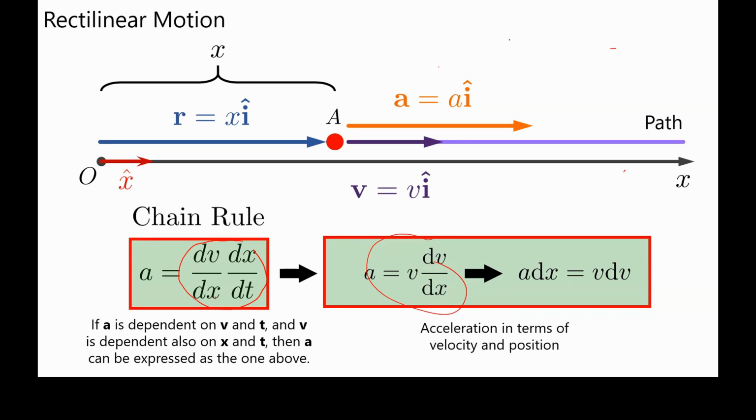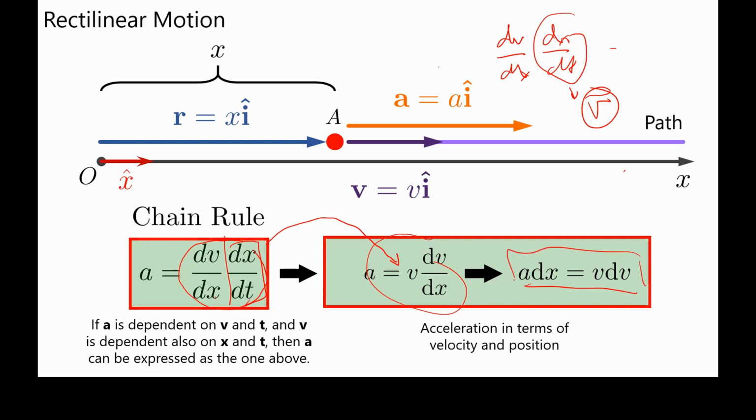So take note that dv dx, dx dt, what is dx dt? dx dt is your v. Okay? So may iwanan ka lang ng ito. So this one will be equal to v, and then you will have this dv over dx. And then you will have this expression: a dx is equal to v dv. So itong expression na to ay nanggaling sa chain rule. Okay, so remember that.